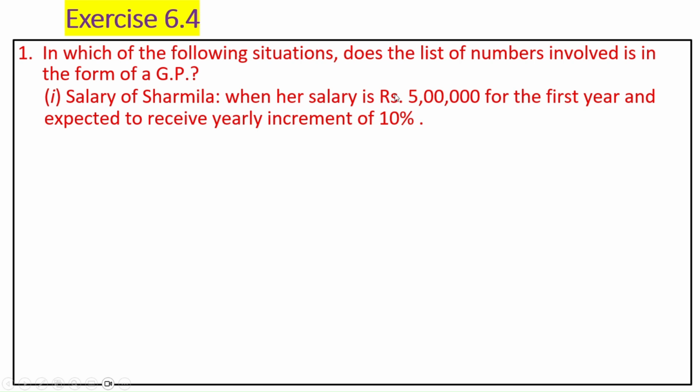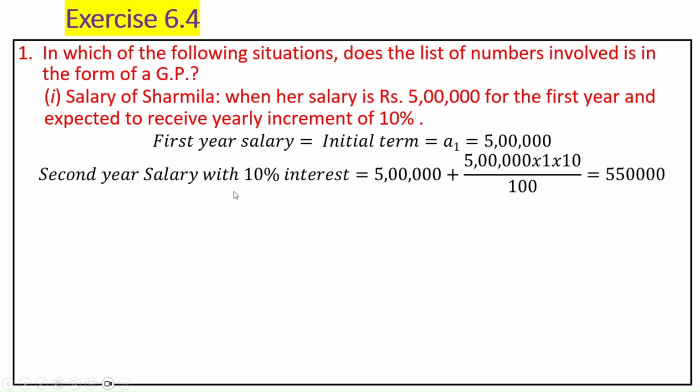When her salary is 5 lakhs for the first year and she is expected to receive a yearly increment of 10%. Let's see. First year salary, A1, equals 5 lakhs. The second year, because every year you are calculating interest on the total salary, is 10% of this, PTR by 100, the interest part, plus 5 lakhs, or you can use the compound interest formula and directly get the total.